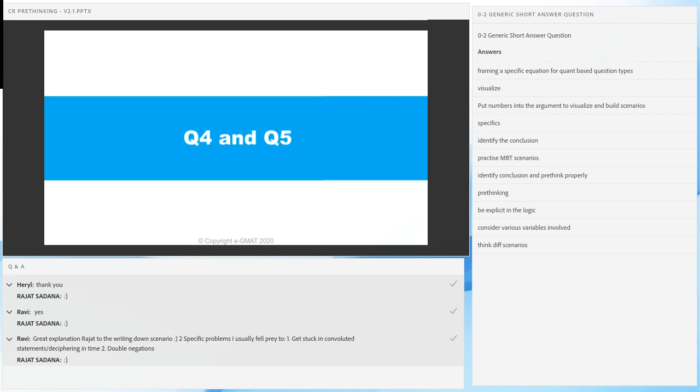You have two entities that are interacting with one another and that are moving in opposite directions. Most questions are like this. Practice MBT scenarios. Good. Be explicit in logic. And it's really important to write these things down on your pen and paper, because the next two questions that you're going to solve are uber difficult questions.